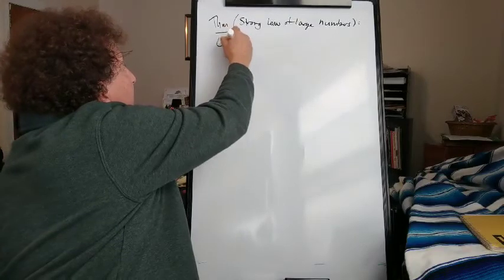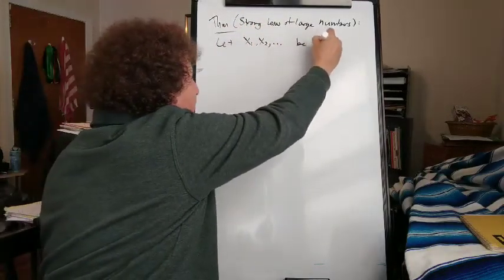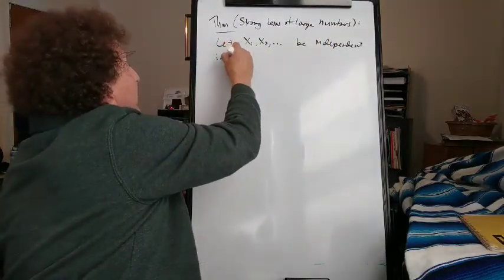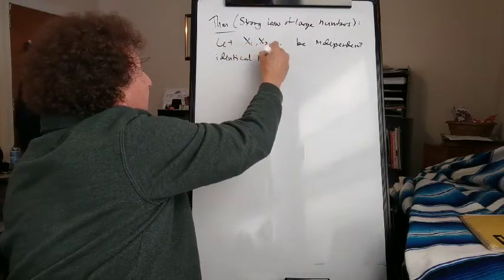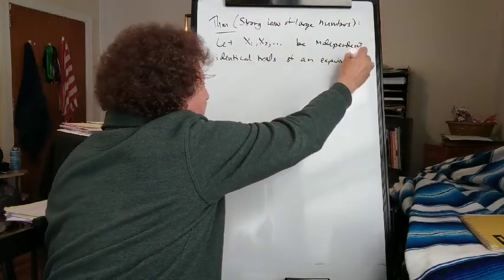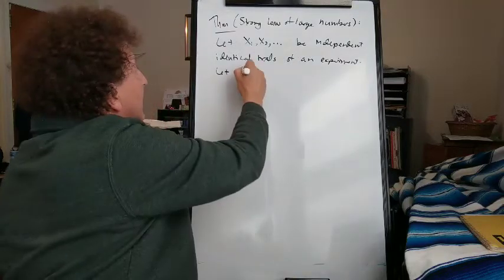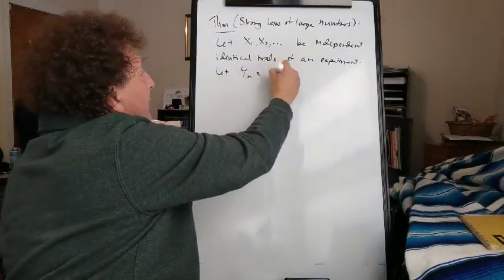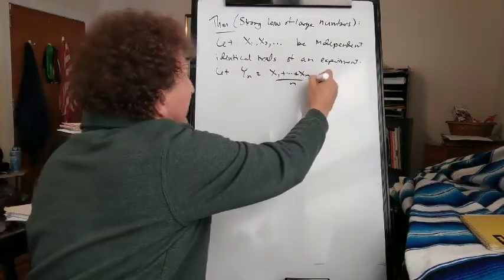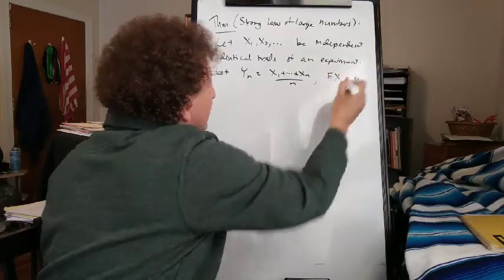This says, let X1, X2, etc. be independent identical trials of an experiment. Let Yn be the average of the first n observations, and let's say the expected value of any one of these trials is mu.